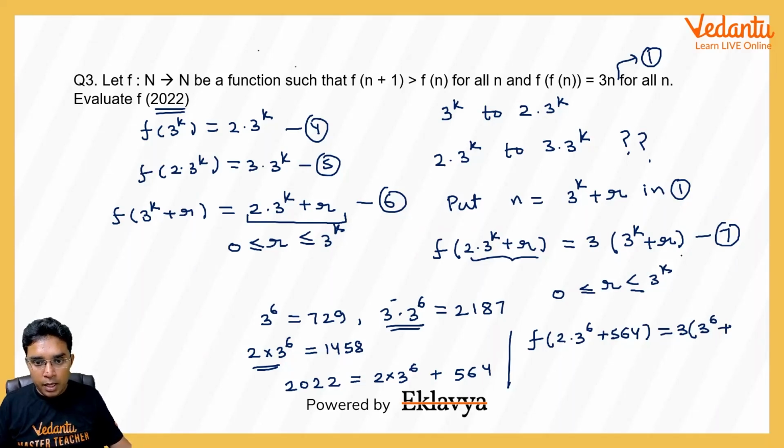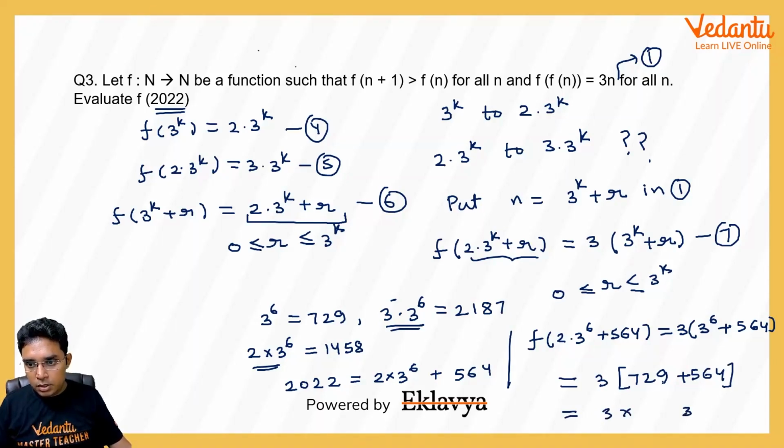Okay, and r is 564. So this we can solve to get the answer. Okay, 3 power 6 is 729 plus 564. If I add this, we will be getting 3 into 3, 13, 3 plus 6, 9, and 7 plus 5, 12. And I hope I am not wrong.